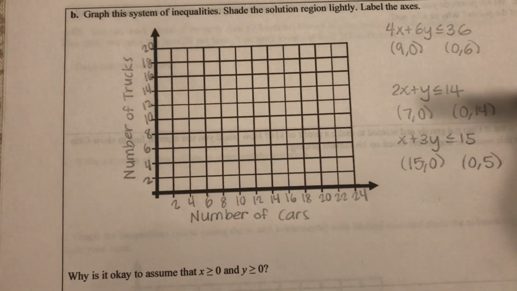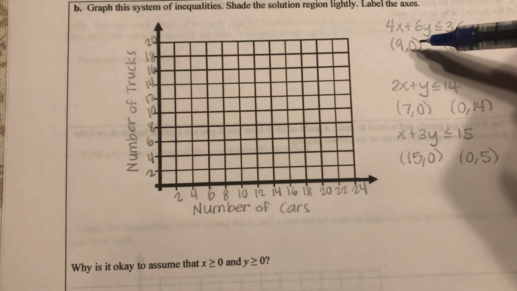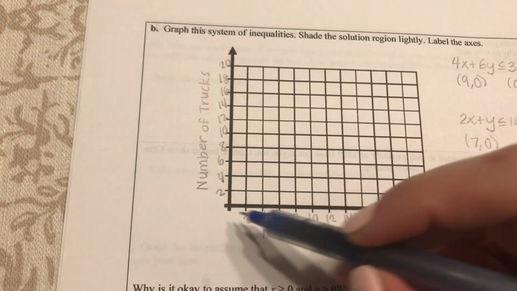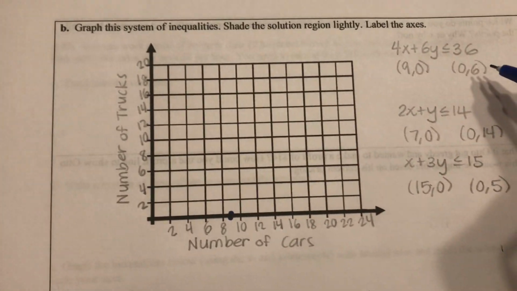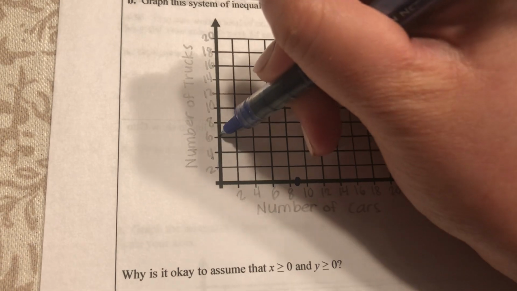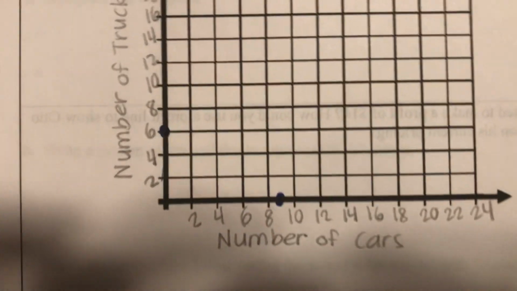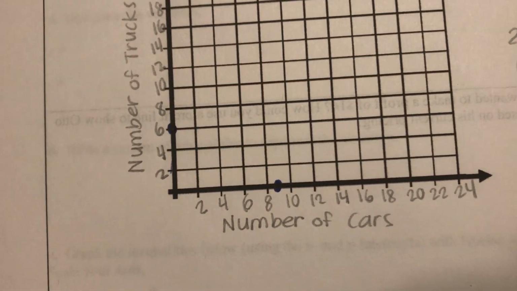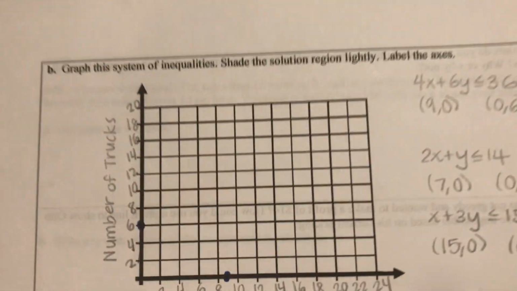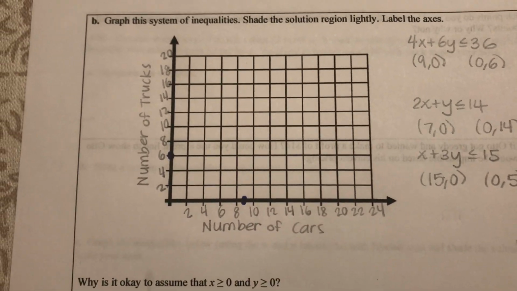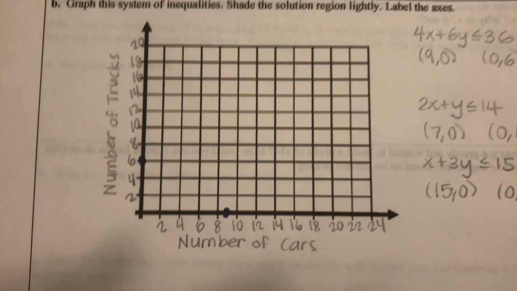Okay, now let's graph. So 9, 0 is my x-intercept for the first one. That's right here. 0, 6 is my y-intercept for that same line, and that's right here. And then I'm basically just going to connect these 2 dots with the line, and then you've graphed the first inequality. It's as easy as that. I have to put my phone down to connect with a ruler, so I'll be right back.